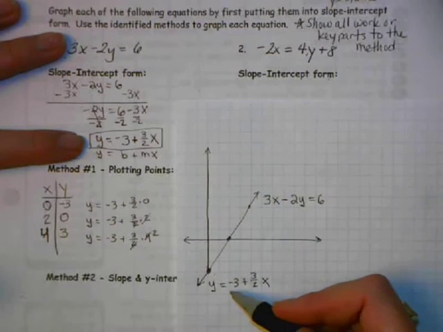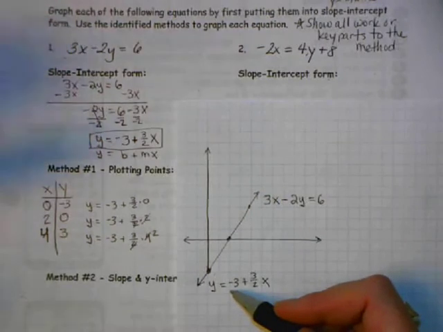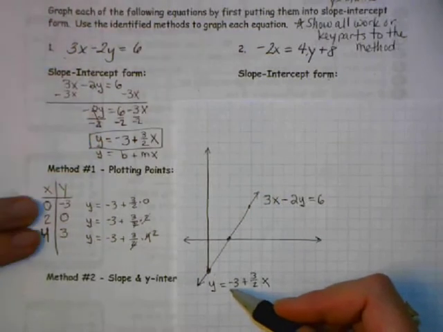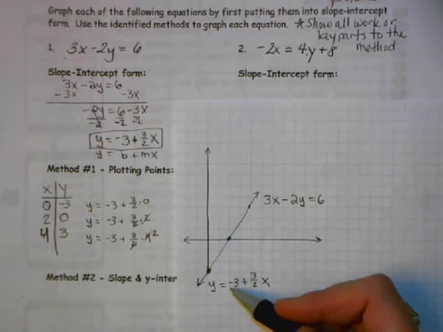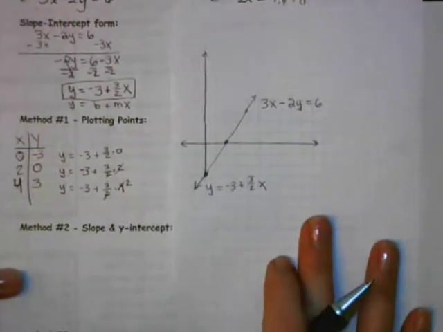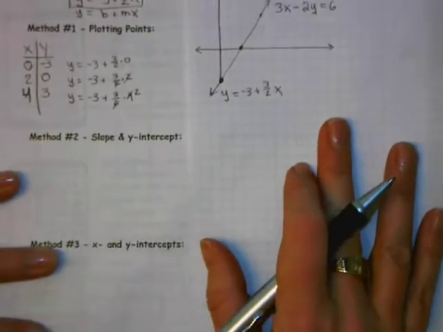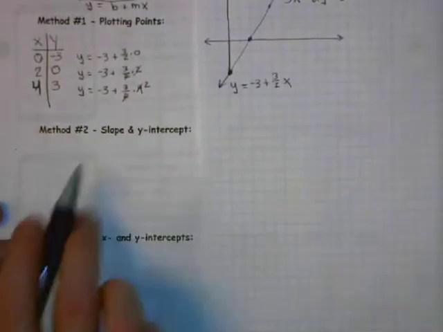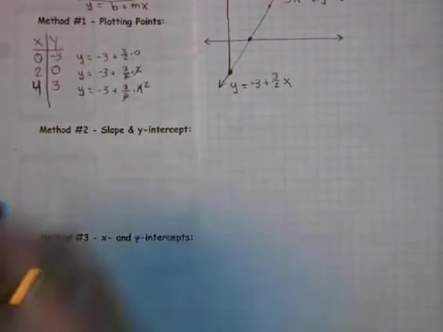So one way that we can graph a line is by plotting some points that are solutions to that equation. The next might actually be a little bit more efficient. That is, a little bit quicker to get us to the right answer, and that's the slope and y-intercept method.